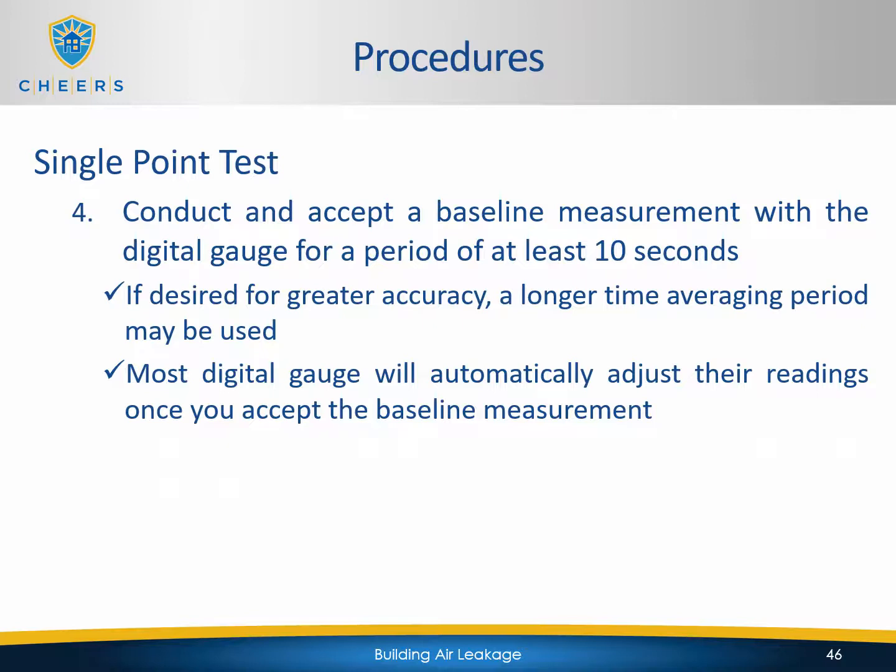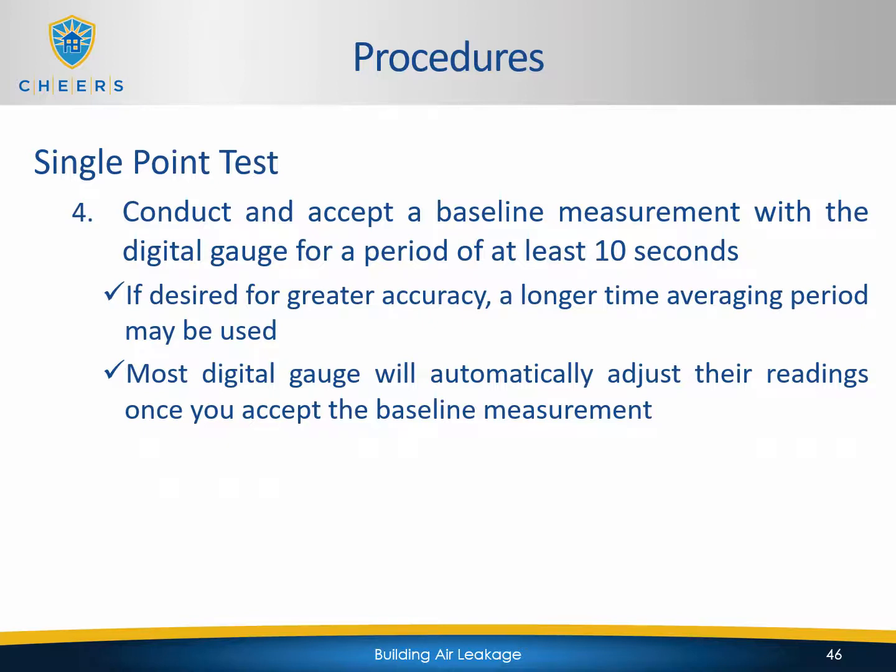So you'll conduct and accept that baseline measurement with a digital gauge for a period of at least 10 seconds. Generally, we recommend a little bit longer than that, but that is the minimum. If you desire greater accuracy, a longer time averaging period may be used. I prefer doing a 30-second reading. Just gives you a smoother and a better average value than at 10 seconds.